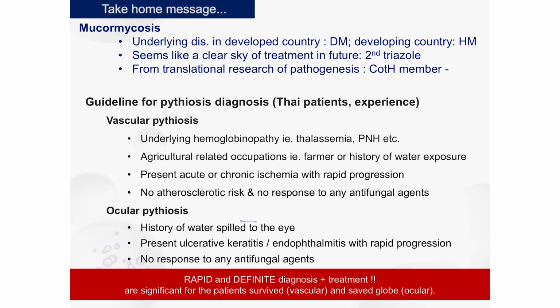Guideline for the pythiosis in diagnosis for the experience in Thailand. The vascular type, thalassemia, agricultural, present with acute or chronic ischemia with a rapid progression and no response to the antifungal agents. How about ocular? History of water spill to the eye and the lesion just like a spider net on the cornea. The presence of the alternative, yes, and no response to the antifungal at all.